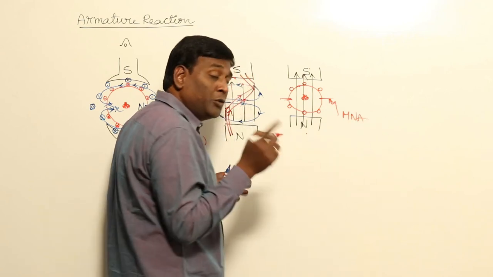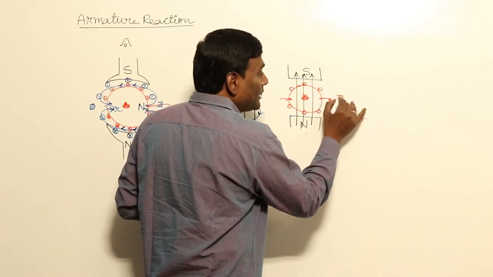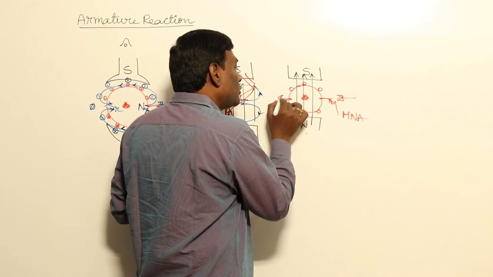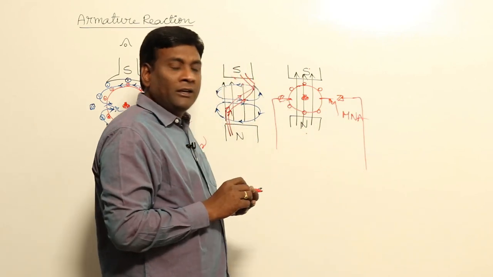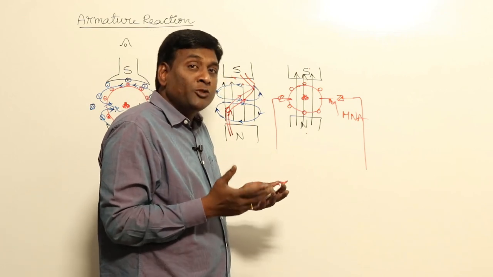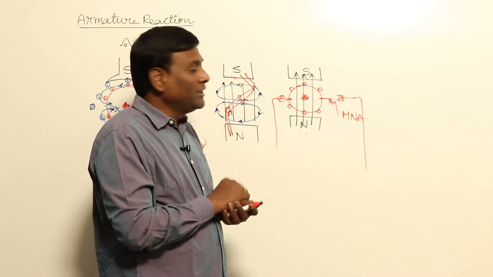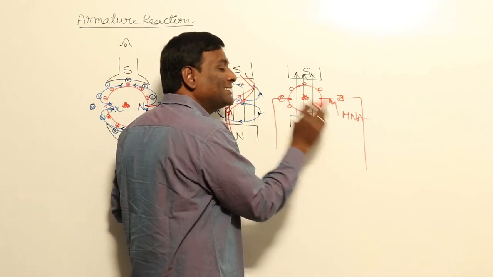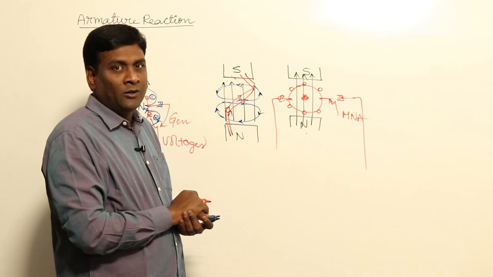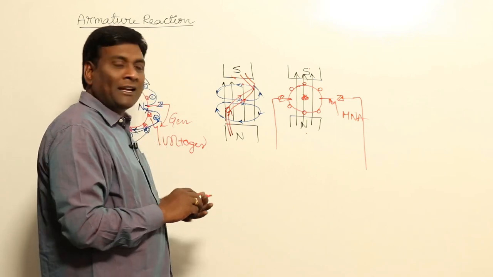Now where you have to keep the brush, brushes have to be kept here. Why? At no load conditions, we have to keep the brushes at MNJ, in order to get maximum voltage to be tapped across the brush. So in order to tap maximum voltage across the brush, brushes should be placed in MNJ at no load condition.